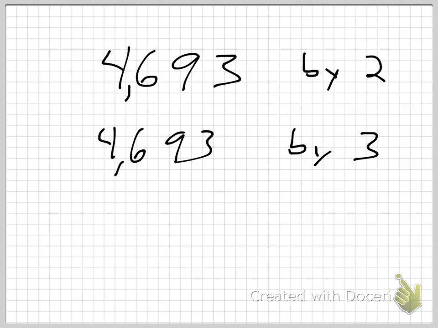What is 4 plus 6? 10. 10 plus 9? 19. 19 plus 3? 22. Is 22 divisible by 3? No. 3, 6, 9, 12, 15, 18, 21, 24. It's not. So since 22 isn't divisible by 3, this number is not divisible by 3. Does that make sense? You add up each individual digit, see if whatever total you get is divisible by 3, and you've got it.